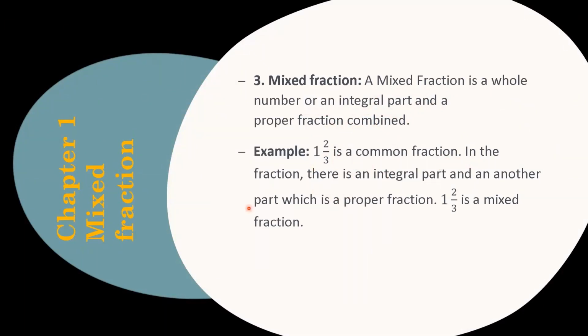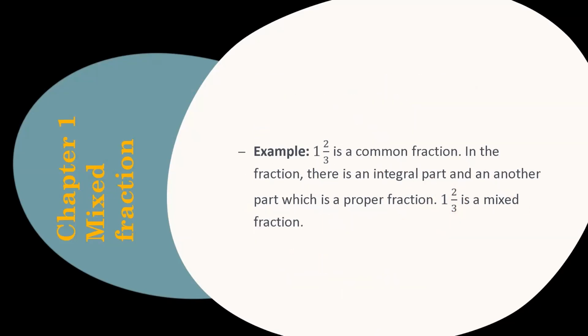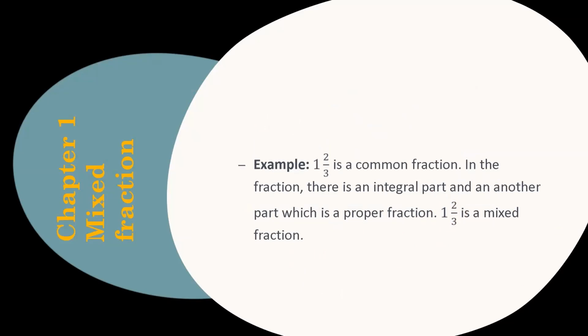In the fraction, there is an integral part and another part which is a proper fraction. So 1 whole 2 divided by 3 is a mixed fraction. That means 1 is a whole number, 2 divided by 3 is a proper fraction, and if we mix them, it will be a mixed fraction. So that is the thing, my dear. That is the mixed fraction, and that is the example of this mixed fraction, 1 whole 2 divided by 3.